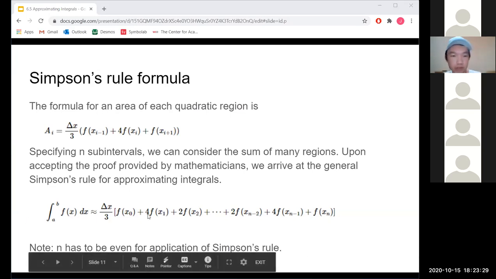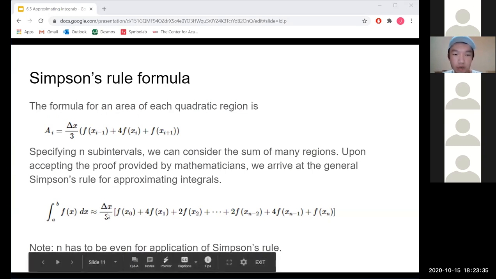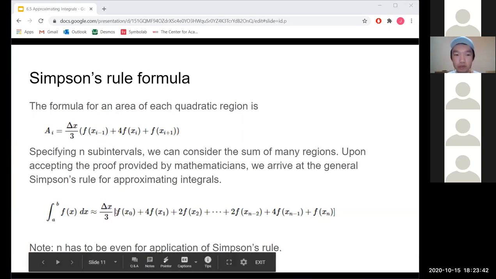Okay, so let's talk about this. So to approximate the integral, you have delta of x over 3. So that part's a little bit different than the other two rules. The other ones were delta of x over 2. This one's delta of x over 3. And then in the brackets, we have, notice how the coefficients are 1, 4, 2, and then dot, dot, dot, 2, 4, and then 1.